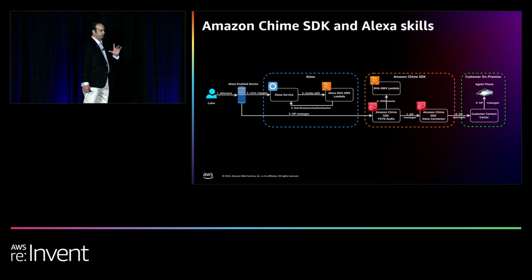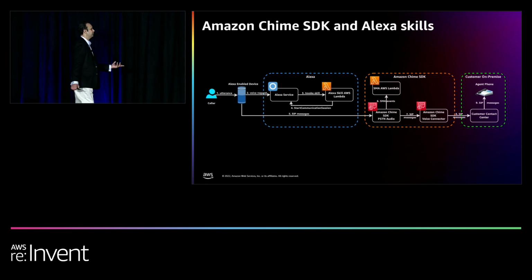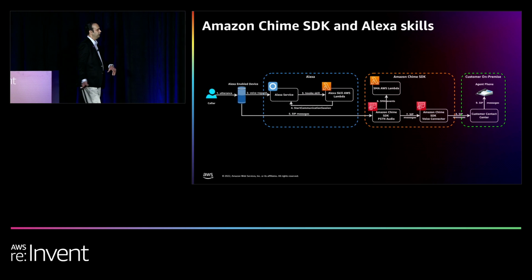So again, this is implemented with 2 Lambdas. There's a Lambda for the skill, there's a Lambda for the actual call processing aspect or sending the outbound call to the far end contact center.